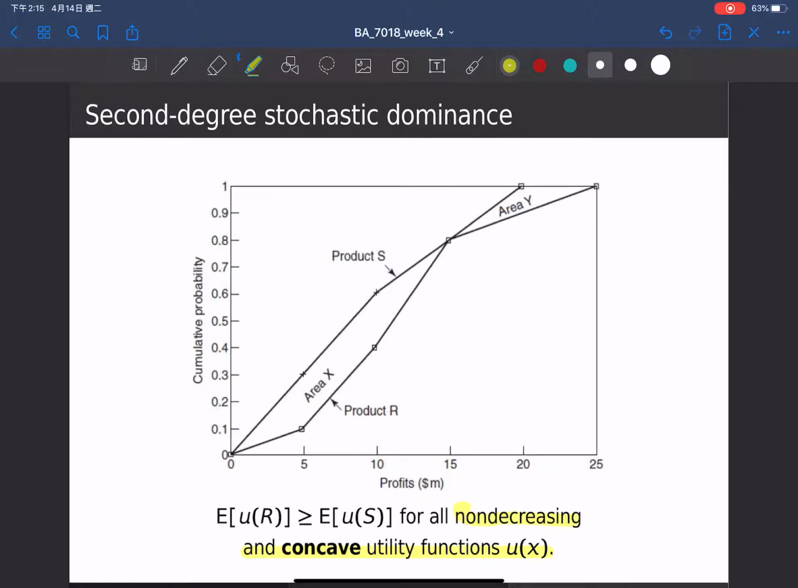Clear? Not clear? Any part that I need to state again? No? Just to make sure, if he's not risk averse, we cannot choose by second degree. Suppose for example he is risk neutral or even risk loving, then we cannot say that R is better. Yeah.